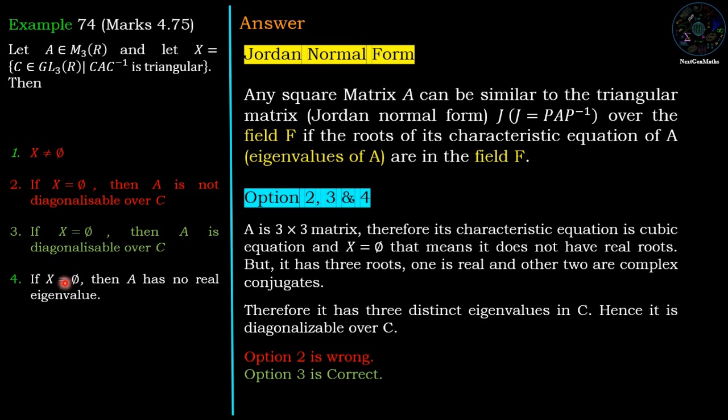And option number 4 says that A has no real eigenvalue, but it is a cubic equation and the complex values are in conjugate form. So it has two complex values, which are complex conjugates, and one is real. So one must be real. So option number 4 says that it has no real eigenvalues, which is wrong.